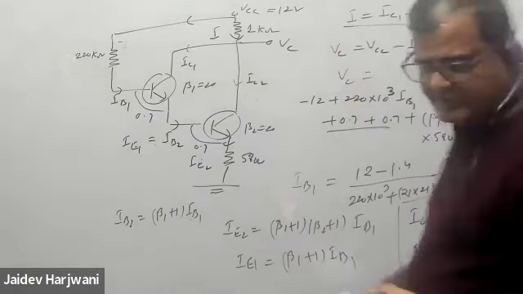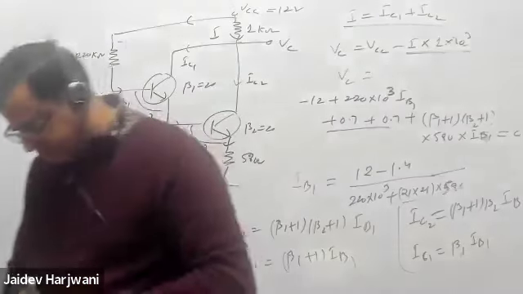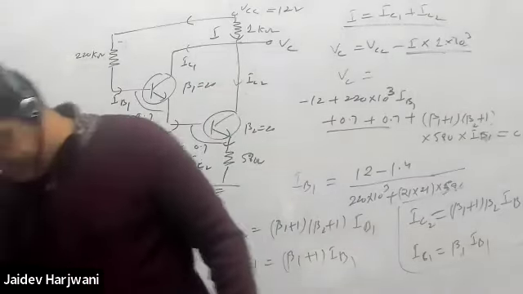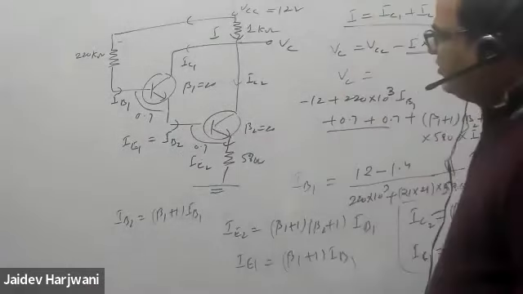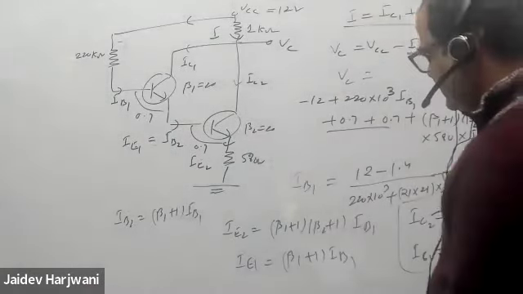Tell me how much total current is coming, I. So the resistance is 580 ohm or kilo? 580 ohm. Okay, 580 ohm.